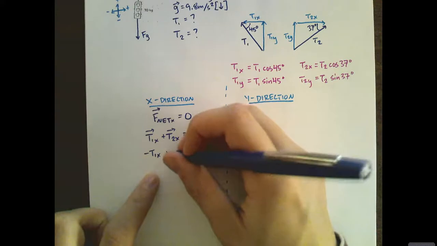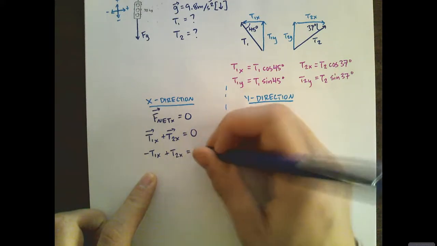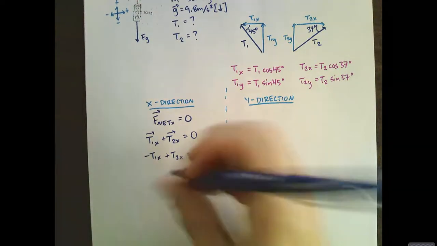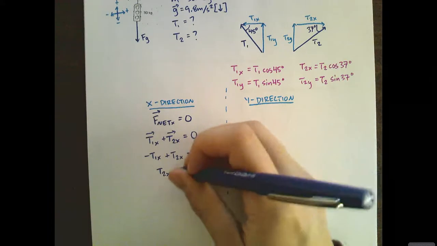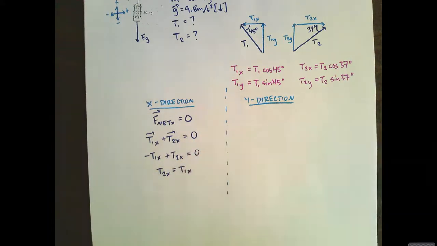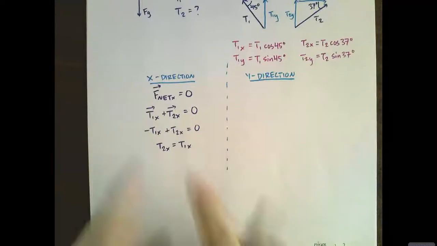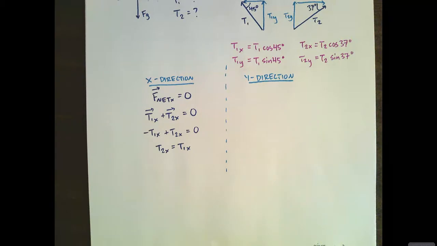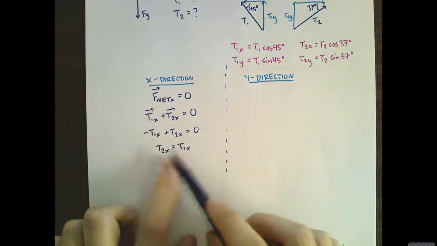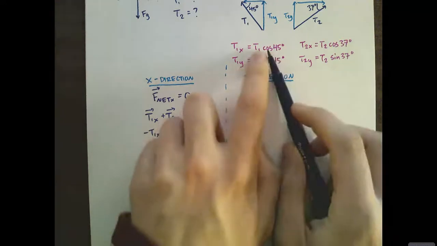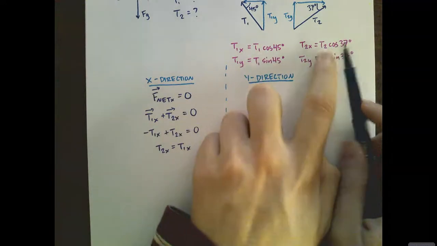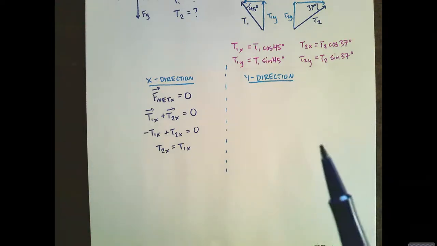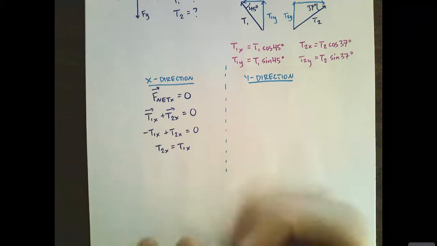Now T2x is in the positive direction, so we'll keep that one positive. And the reason why I did that is because what I want you to realize is that if I move this over to this side, it's as simple as the fact that T2x is just equal and opposite T1x, but their magnitudes are the same. See how now I'm looking at their magnitudes and they're the exact same. Let's take these T2x's and T1x's and let's plug in their trig values.